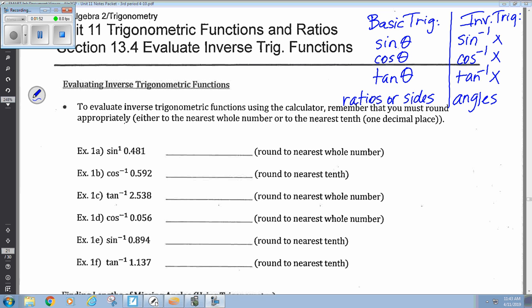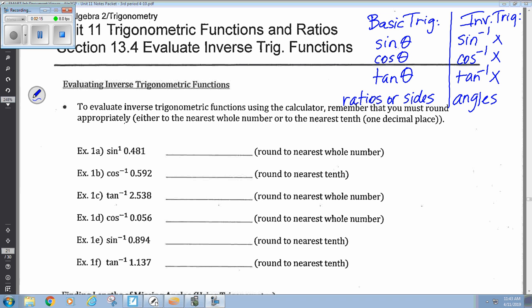So before we do anything with a right triangle or solving an equation, we're first going to look at how we do this inside of a calculator. So the very first part of your notes packet, which begins on page 21, is using the calculator to work this out.